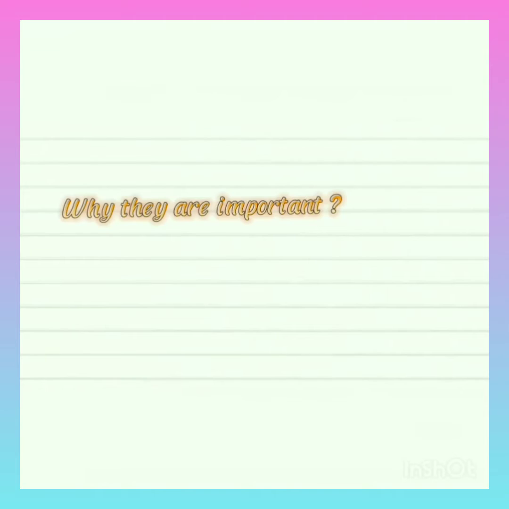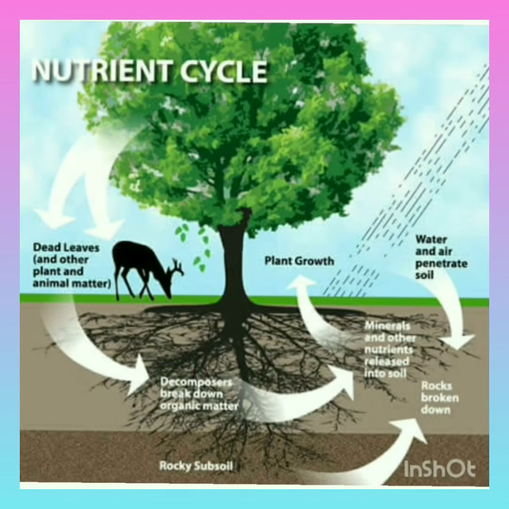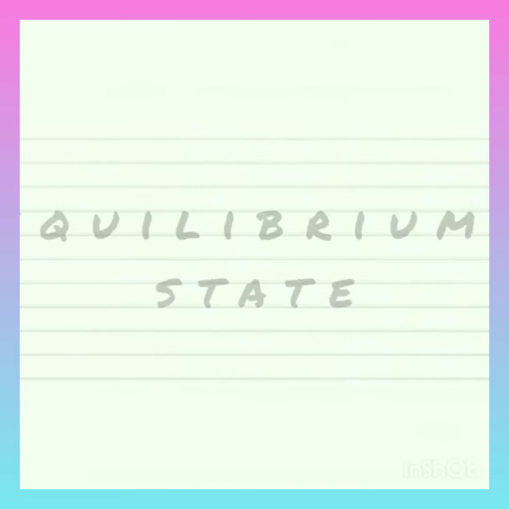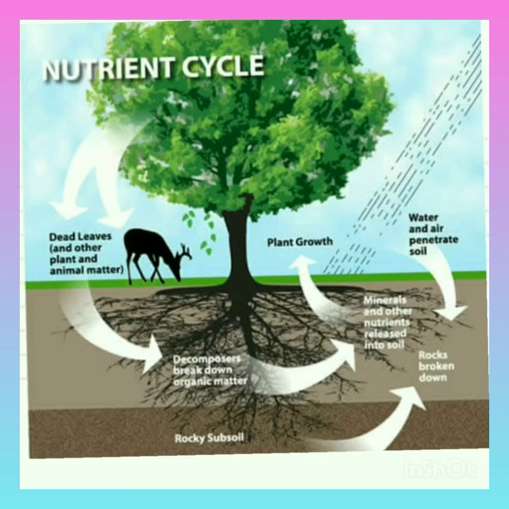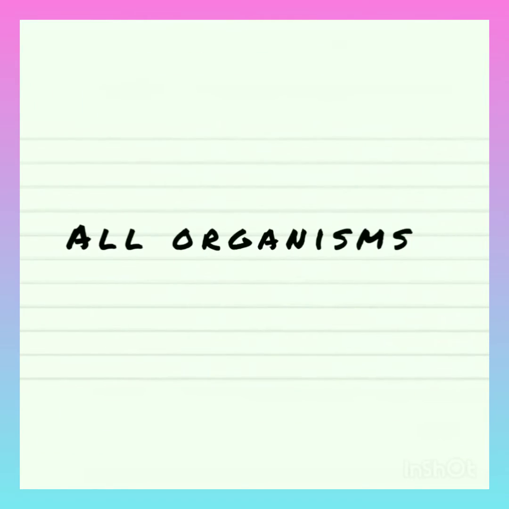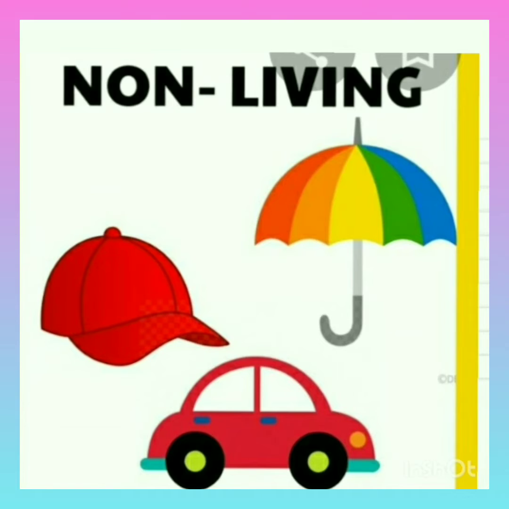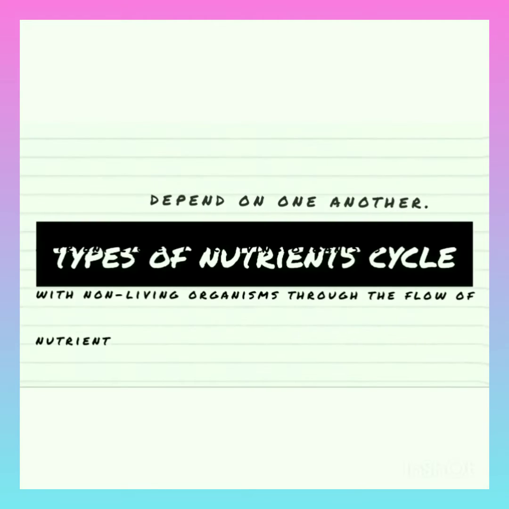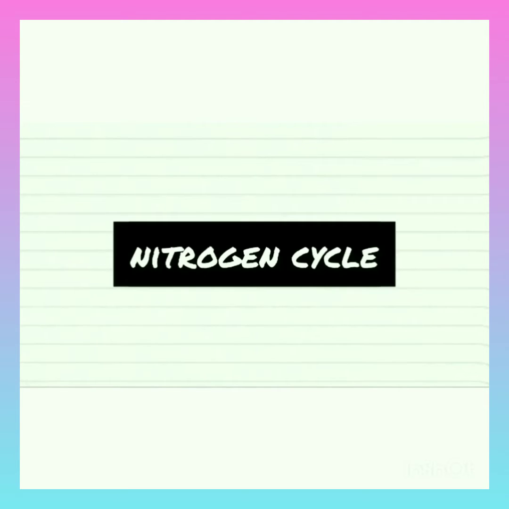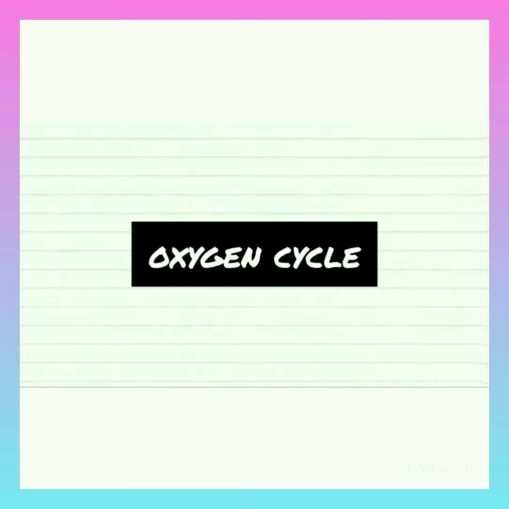Why are they important? Nutrient cycles restore ecosystems to the equilibrium state and therefore play an important role in keeping the ecosystem functioning. All organisms, living and non-living, depend on one another. Nutrient cycles link living organisms with non-living organisms through the flow of nutrients. Types of nutrient cycle: carbon cycle, nitrogen cycle, oxygen cycle, and water cycle.